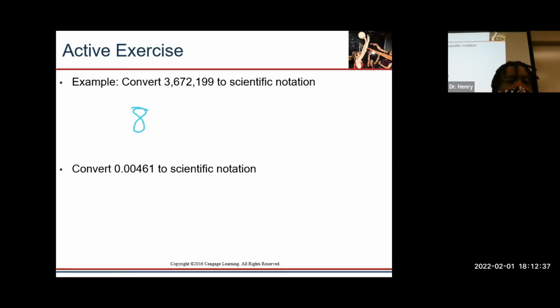So there's a question. Would it work if the negative number would be moving the decimal to the left? So yeah, the negative number would be moving the decimal. A negative number is moving the decimal to the right. And then a positive number would be moving the decimal to the left.